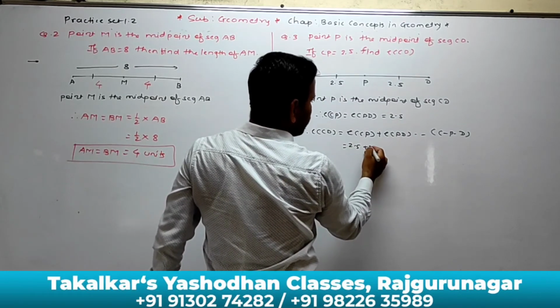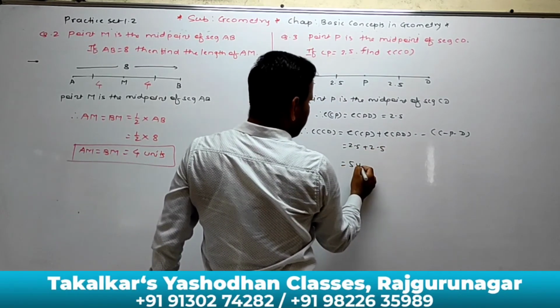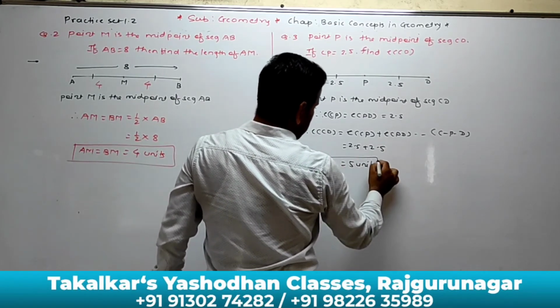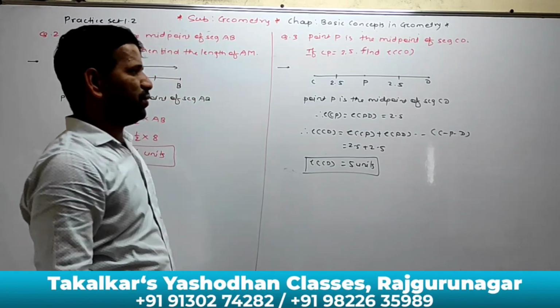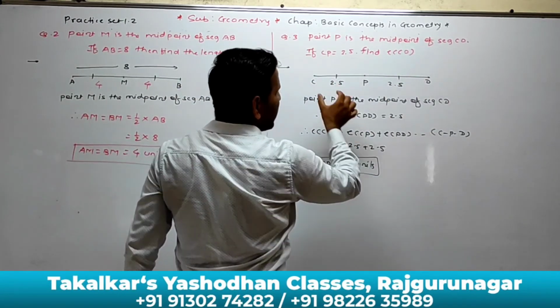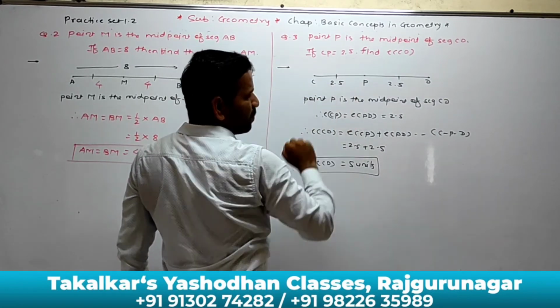So 2.5 plus 2.5. So it will be 5 units. Length of CD will be 5 units. Or in other words, we can find out CD by making twice of CD.